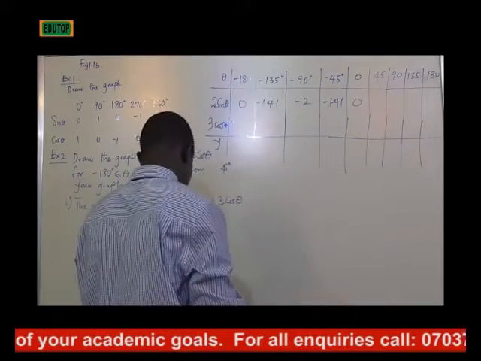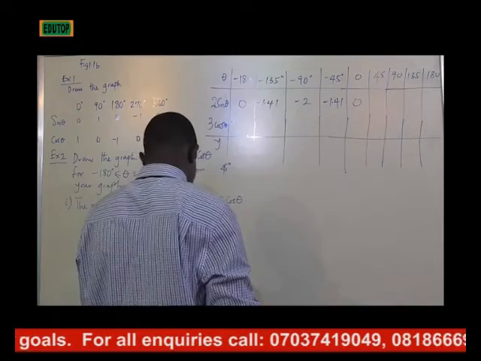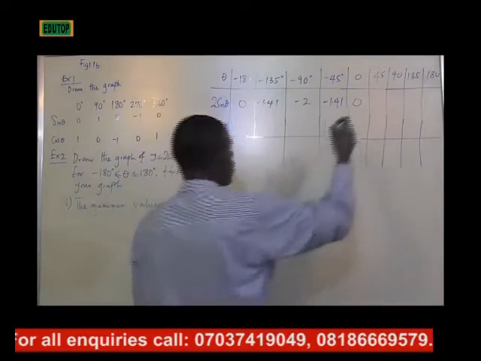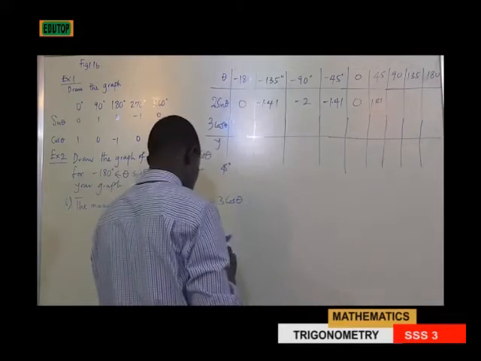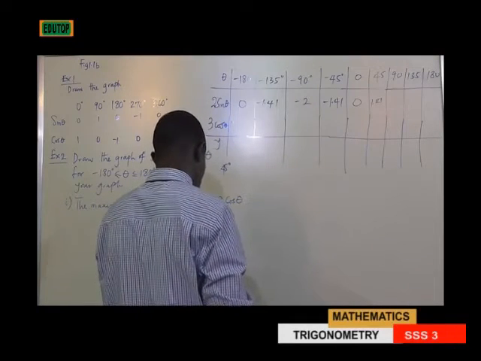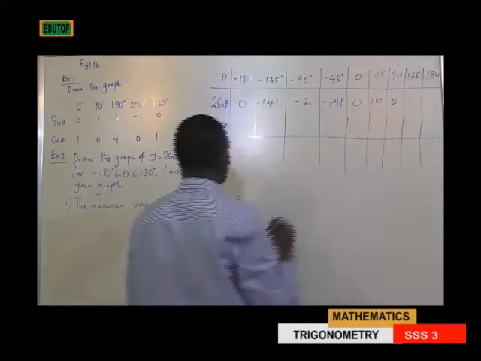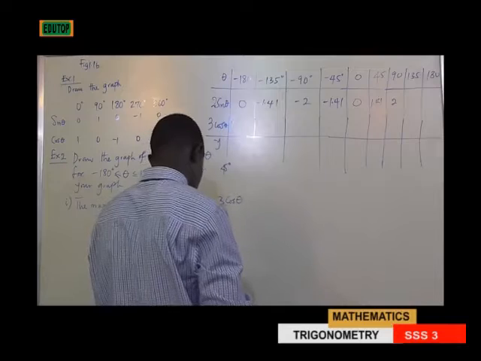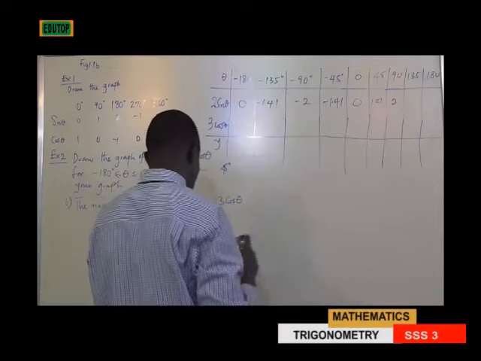Then we'll have sine 45 times 2. That's going to give us 1.41. Then we'll have sine 90 is 1. Sine 90 is 1. 1 times 2, 2. We have 2 here. And sine 135 multiplied by 2, that's 1.41.